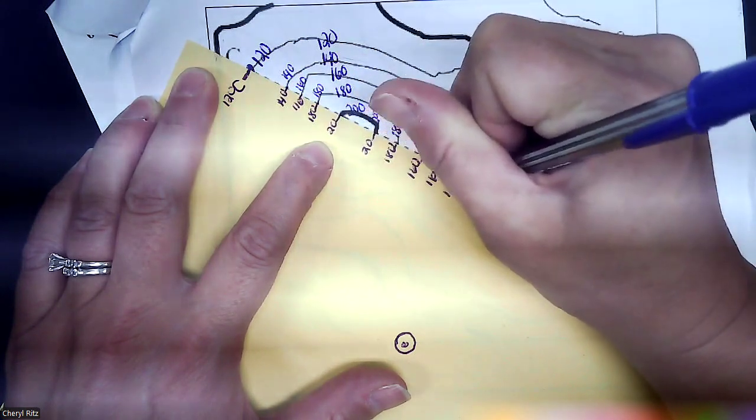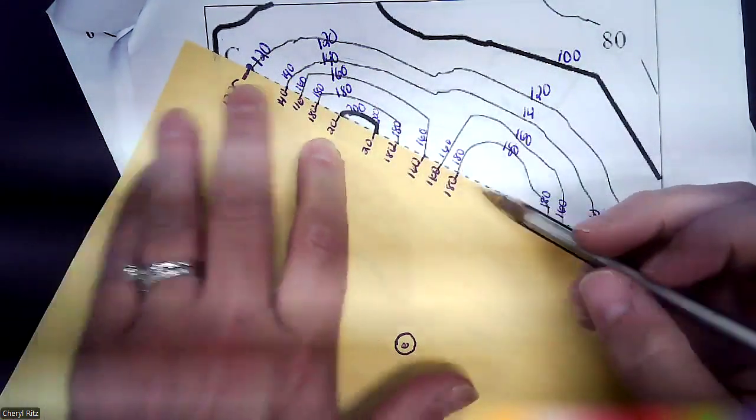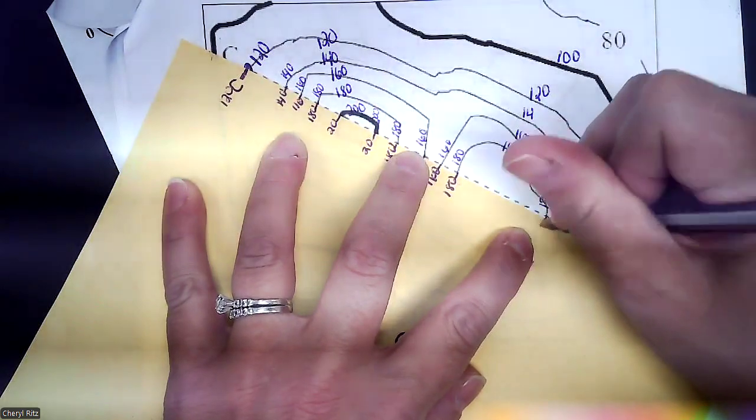And you'll see why it was important to label them all, because 180 repeats itself a whole bunch. 160 repeats itself a whole bunch.